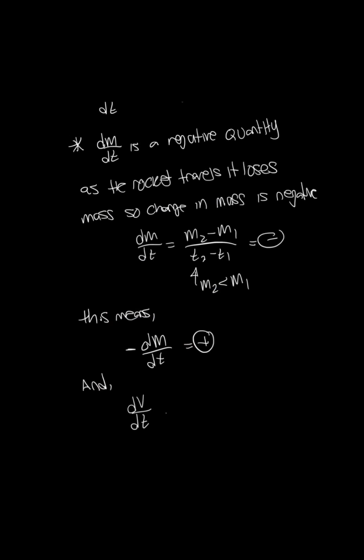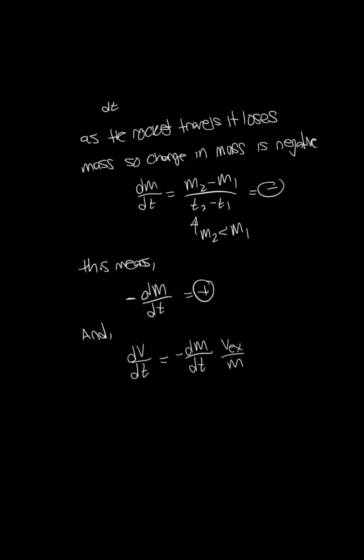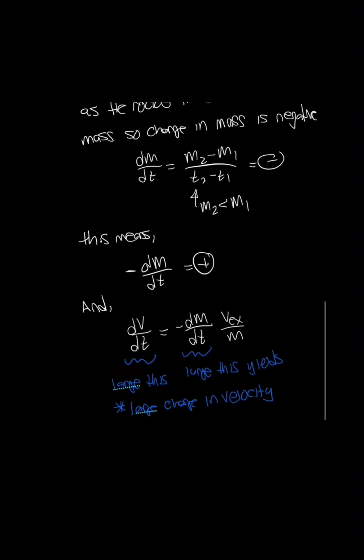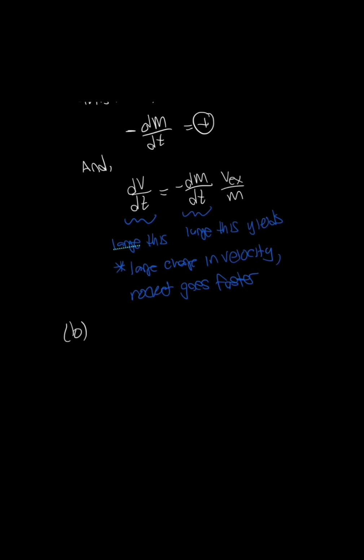And if we look at this equation for the rocket's motion in space, we can see that if we have a large negative change in mass over change in time value, this will yield a large change in velocity, which means that the rocket's going to go faster. The second thing to build an effective rocket, which essentially just means to build a rocket that has a fast velocity, to yield a larger velocity, the rocket should eject fuel at a rapid rate.